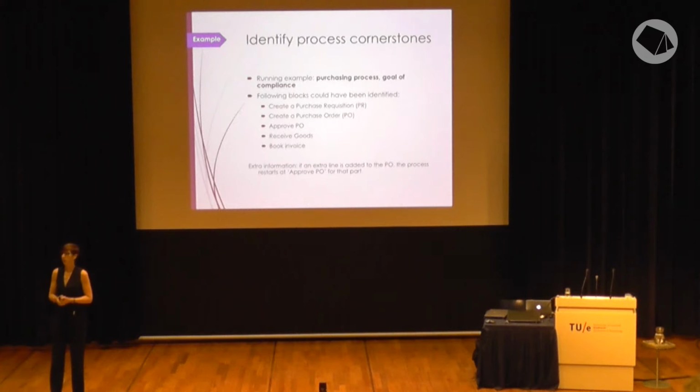We sit together with both a process owner, someone responsible or very familiar from an operational point of view with that process, and an IT person or someone who's affiliated with the information system at that company that supports the purchasing process. Well, after talking with those persons, we've identified the following activities. So first creating a purchase requisition, then a purchase order, approving that purchase order, receiving goods, and booking the invoice. That's what came out of the talk with the 2 persons.